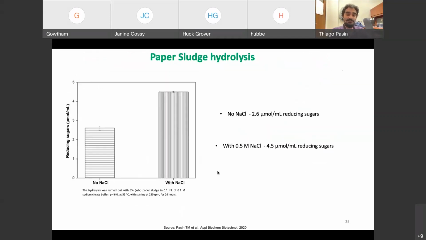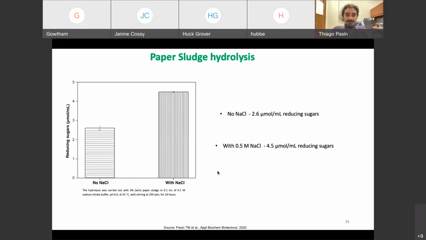Then, at the end of the work, we did hydrolysis. So keep in mind that we did two different processes here. First, the production using paper sludge as carbon source for the fungi. And the second step was to use the enzyme on the paper sludge to generate sugars from this hydrolysis, because paper sludge is composed of hemicellulose and cellulose. And here we are breaking the hemicellulose.